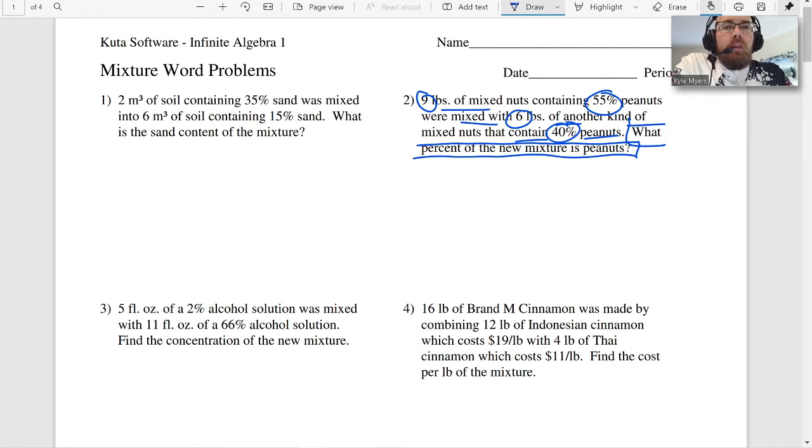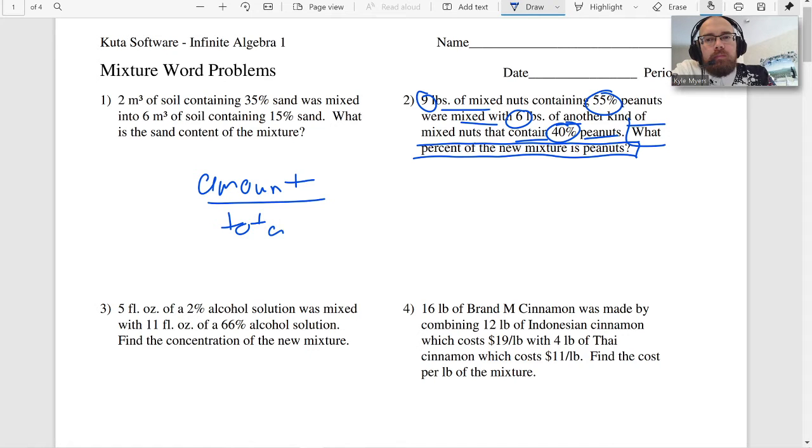So what's the goal? Begin with the end in mind. What's the end? The percent of the new mixture. What percent of that new mixture is peanuts? Well, if we want to know a percent of peanuts, then we need to know the amount of peanuts, the amount out of the total. We need to know the amount of peanuts out of the total number of peanuts.